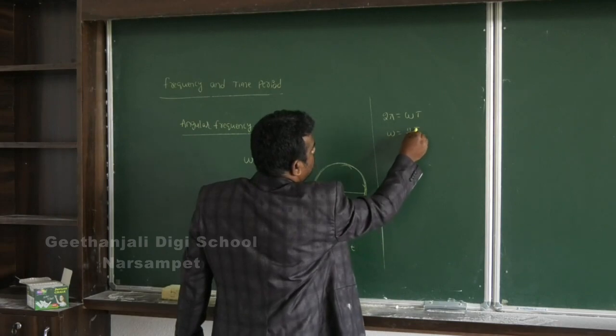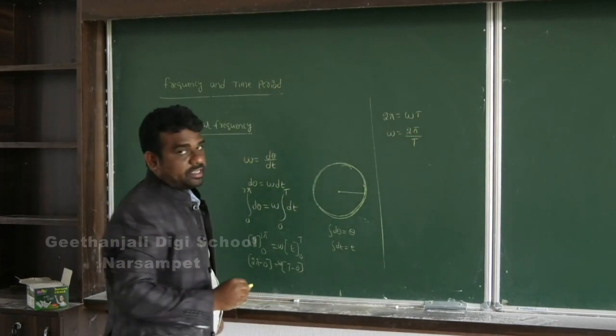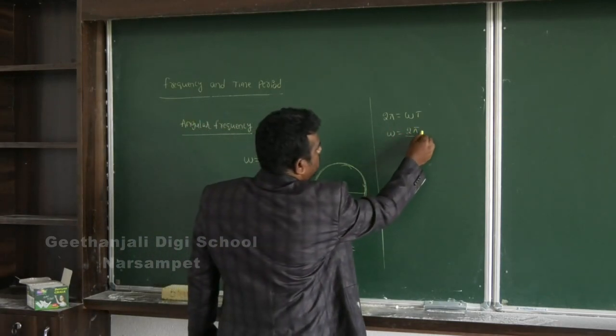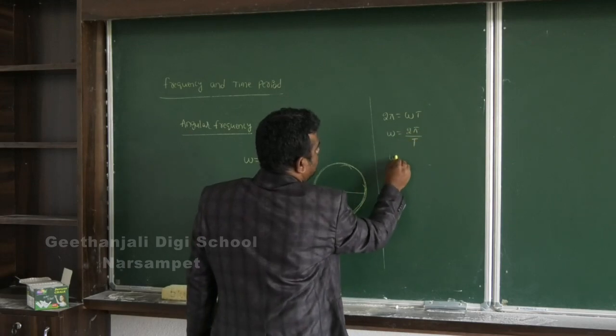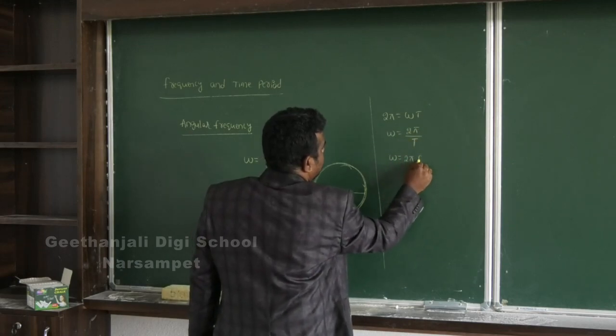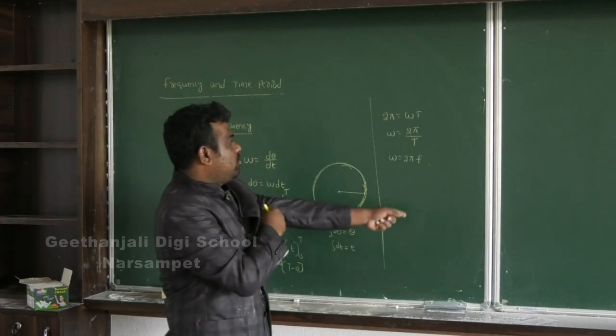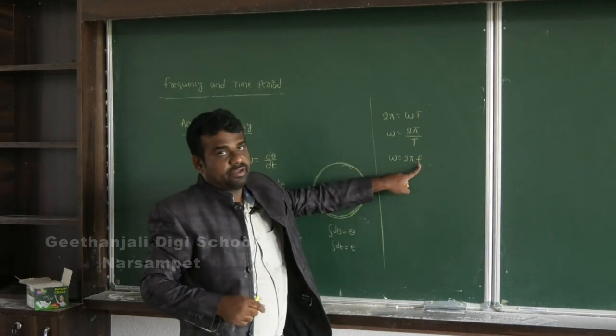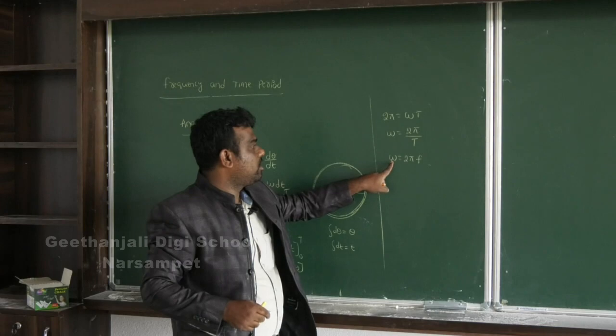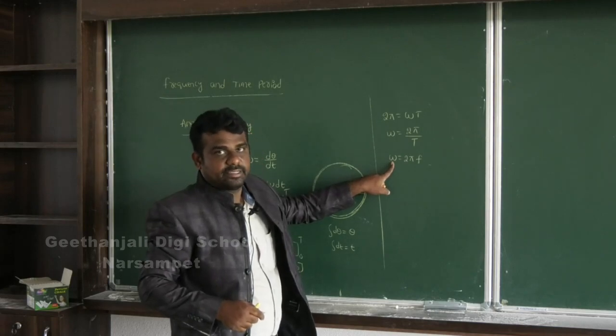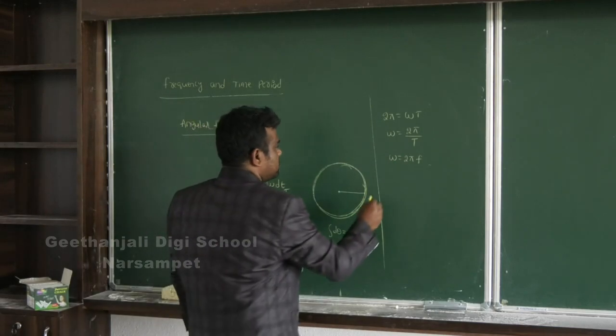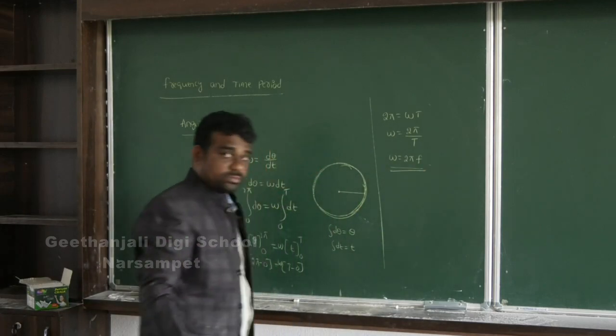Now this term 2 pi by T is called angular frequency. We know 1 by T is equal to f, so omega is equal to 2 pi f. Now this is the frequency, and we can call omega the angular frequency. Yes, this is the angular frequency.